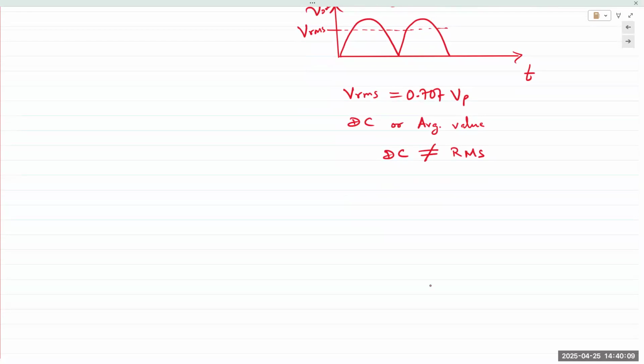Okay. So VDC or V average is simply obtained by taking the average of the waveform. Okay. If you plug in a sine wave in here or a cosine waveform, the answer would be 0.